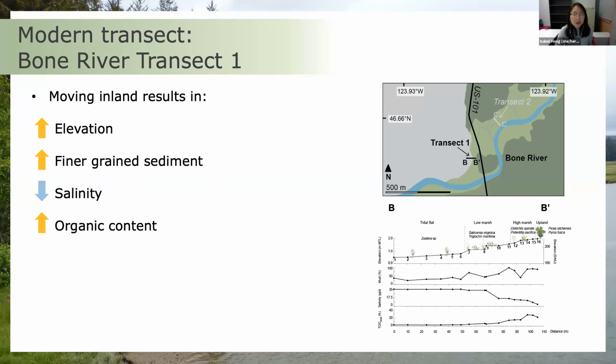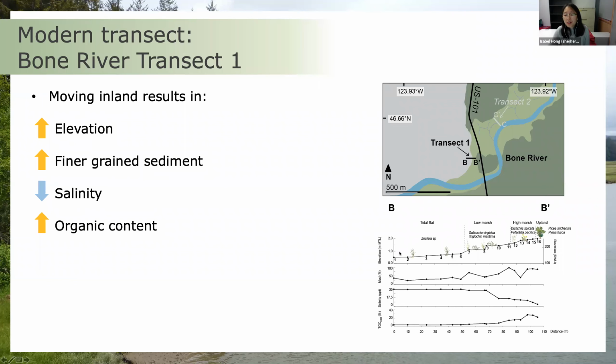So I'll talk about the results from one of the transects. Here I have the results from Bone River Transect 1, this B to B prime, where I have increasing distance inland on the x-axis, and then the environmental variables that we measured on the corresponding y-axes. And so I'll start at the top of the environmental variables, focusing on the elevation profiles.